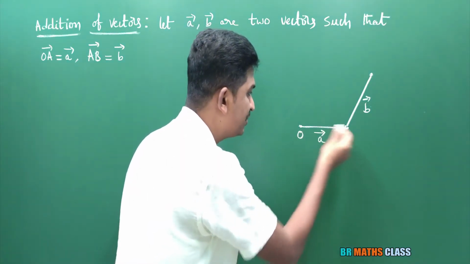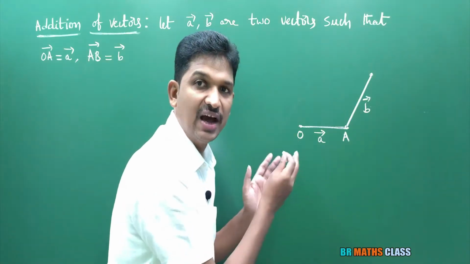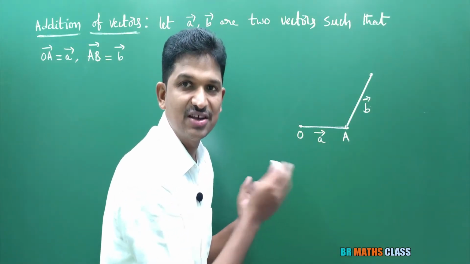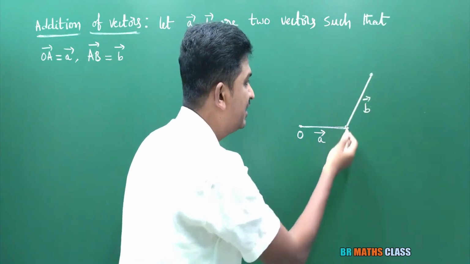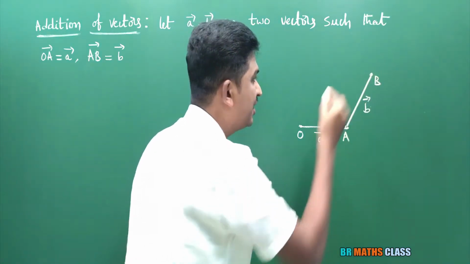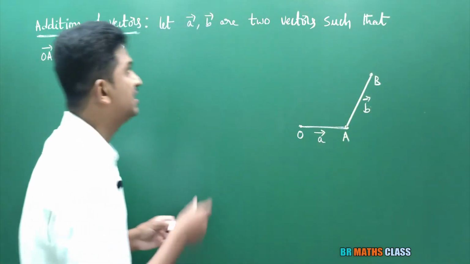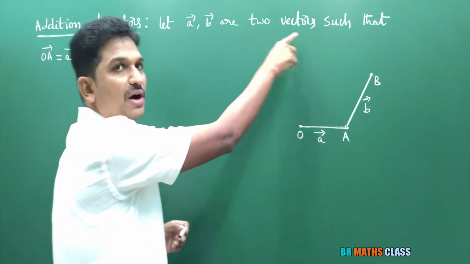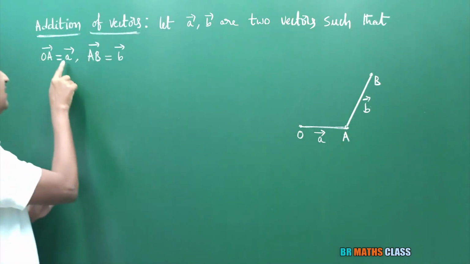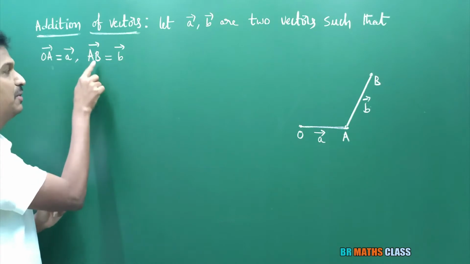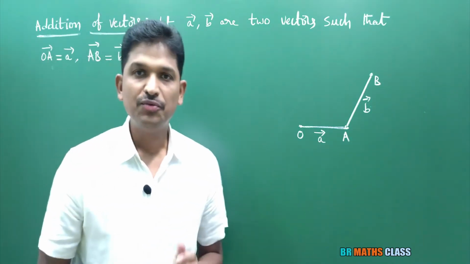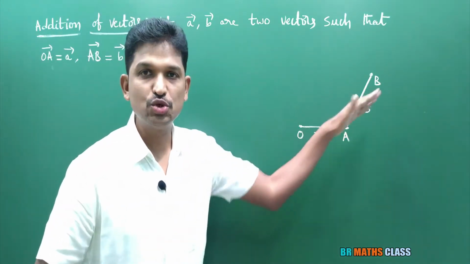If you want, you can keep it as AB bar also. Just for our convenience, I wrote here A bar as OA bar, and I'll name this B bar as AB bar. The same thing I wrote here. Let A bar, B bar be two vectors such that A bar is OA bar, B bar is AB bar. Now we will learn how to add these two vectors.